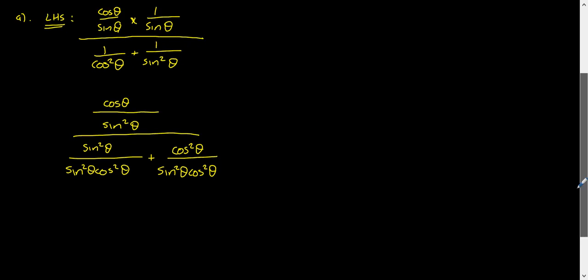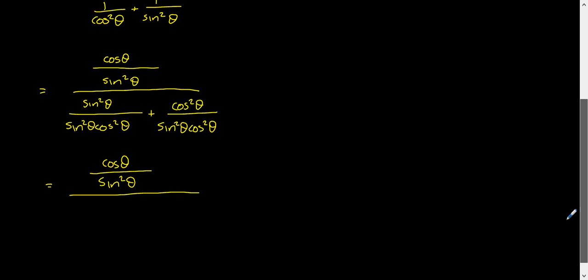So I've still got some horrendous fractions going on here, but that's not a problem. Next line of working then is going to be still my cos theta over sine squared theta on the top. But this time I'm going to add these two fractions together. So when I add the two fractions together, I get sine squared theta plus cos squared theta all over the same denominator, sine squared theta cos squared theta.